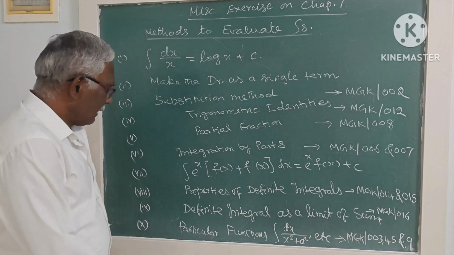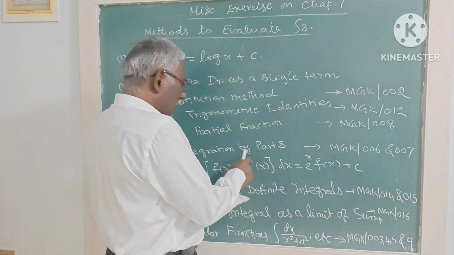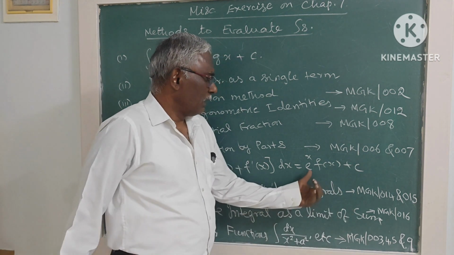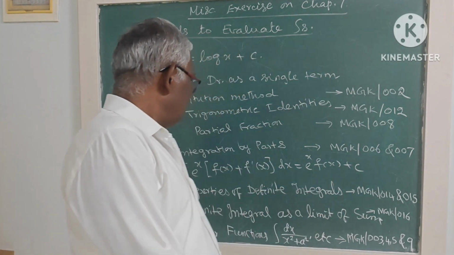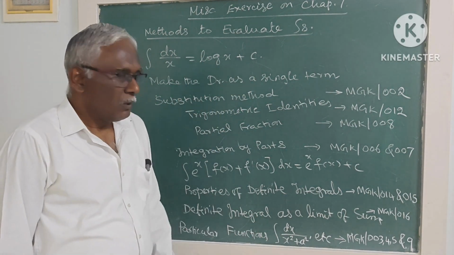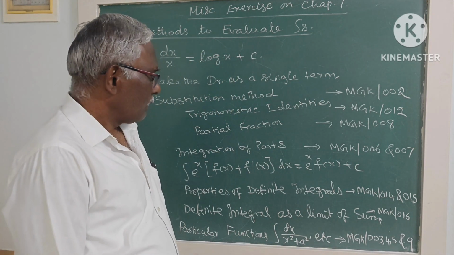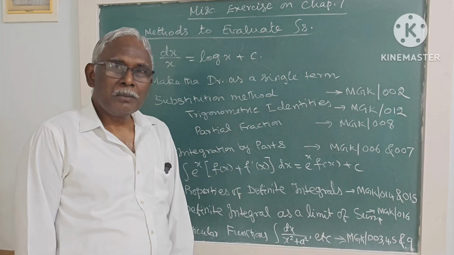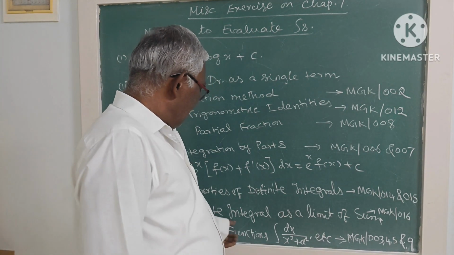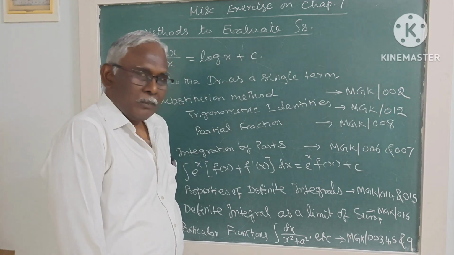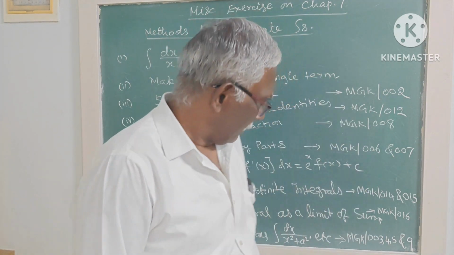In that particular case, integral e power x into f of x plus f dash x dx is equal to e power x into f of x plus constant. Then we have already seen the properties of definite integrals, and we also solved problems by using the properties of definite integrals. Definite integral is a limit of sum. We have done the derivation and we also did some problems.